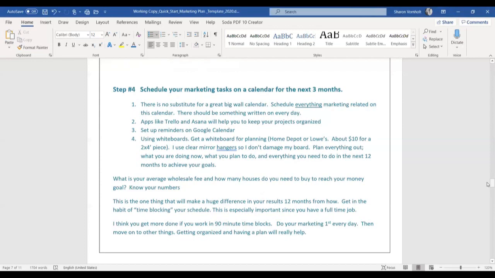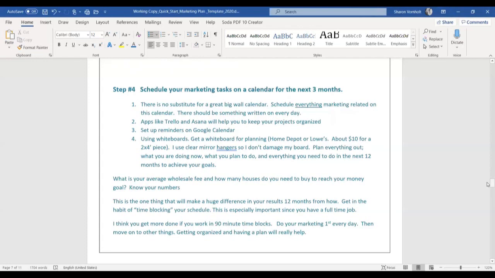Now, I mentioned this before, to set up reminders on your Google Calendar. Set up follow-up reminders with people so that you don't forget. Set up follow-ups in your CRM. You don't want to lose leads that you have spent money getting in the door and you've already spent time on. It takes effort to get those leads to the closing.